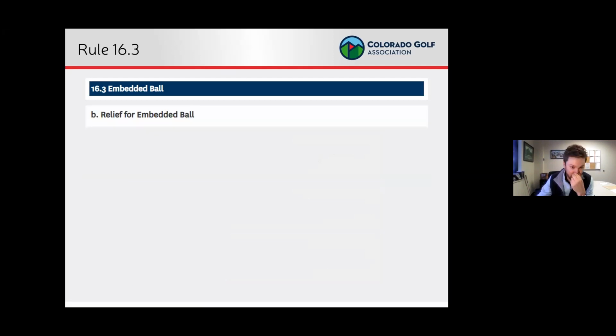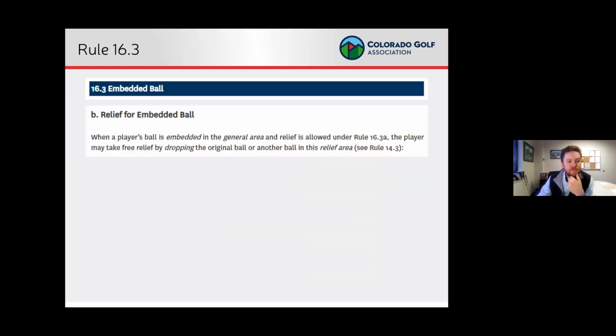So we look for relief for an embedded ball in 16.3b, but a player's ball is embedded in the general area and relief is allowed under 16.3a, everything we've just covered. So we've established, yes, this ball is embedded in the general area. The player may take free relief. Again, you can play it by dropping the original ball or another ball in the relief area. We don't have to use the same ball. Typically we will, but you can use another ball because now that we're operating under 14.3, you're allowed to change out the golf ball if you want to when taking relief each time you drop or place under this rule.